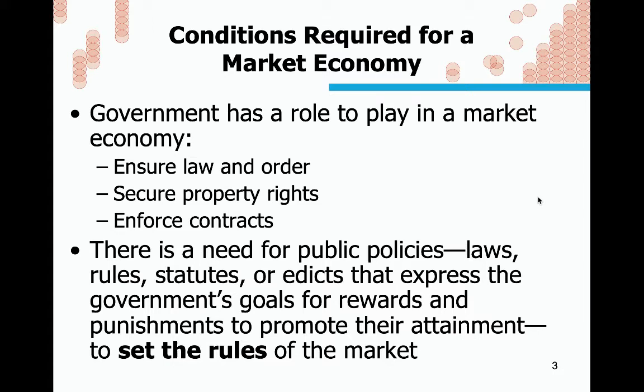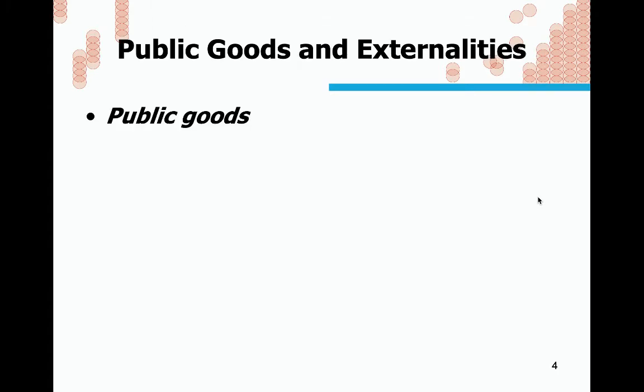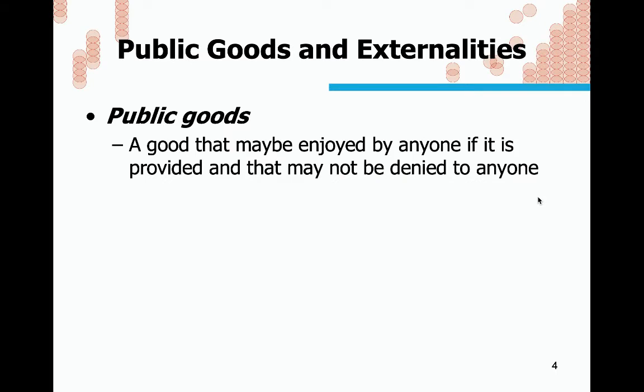So there's a need for public policies, be them laws or rules, statutes, whatever, that express the government's goals for rewards and punishments to promote their attainment, right? To set the rules of the market. And again, this was a theme of Robert Reich's documentary that most of you have watched last week, right? So thinking about public goods again, right? This is a good that can be enjoyed by anyone, and if it's provided, it cannot be denied to anyone either. So, all types of infrastructure, education, the military, right?